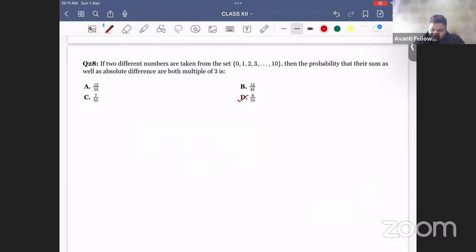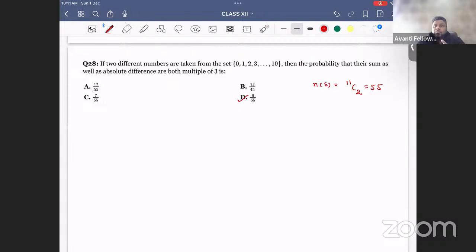If two different numbers are taken from the set 0 to 10, find the probability that their sum as well as absolute difference are both multiples of 3. First of all, the number of elements in the sample space will be 11C2, because we are considering two different numbers. Now see, they are saying their sum is divisible by 3 as well as their difference is divisible by 3.